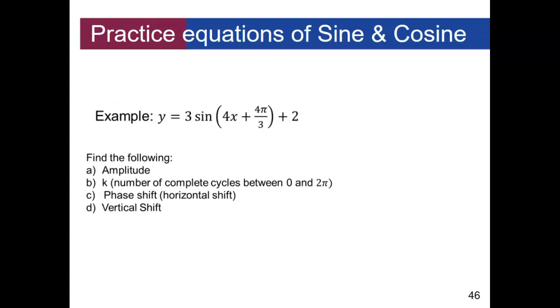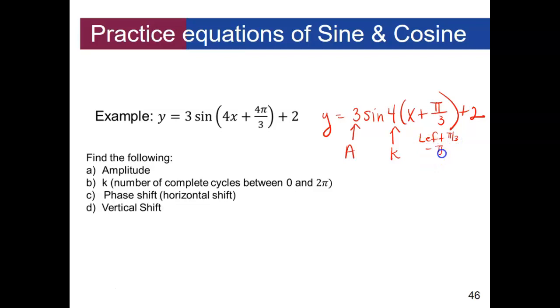Okay, here's another one for you to try. So take a minute and try this one. Okay, the first thing on this one we need to do is to factor out the 4. So we're going to have y equals 3 sine of 4, and then x plus pi over 3 plus 2. So my amplitude is the 3. The K is 4. My phase shift or horizontal shift is going to be left pi over 3 or negative pi over 3. And then this is going to be up 2.